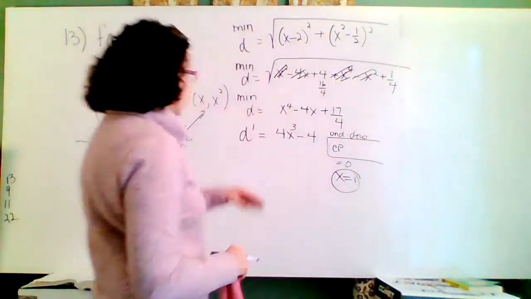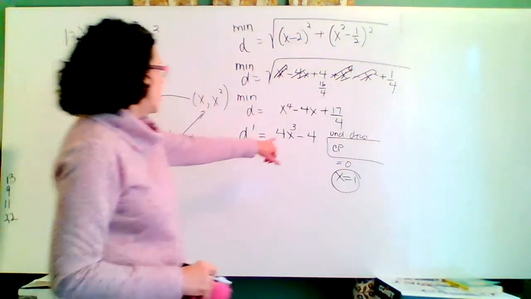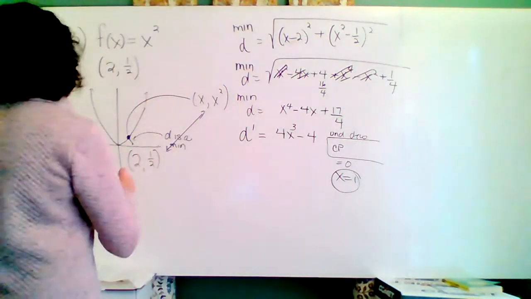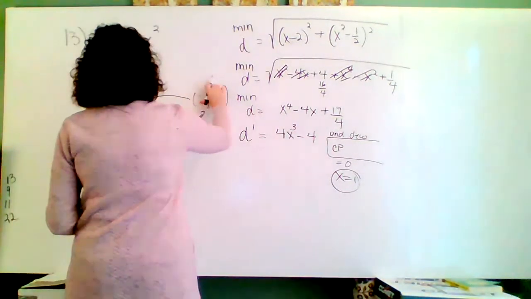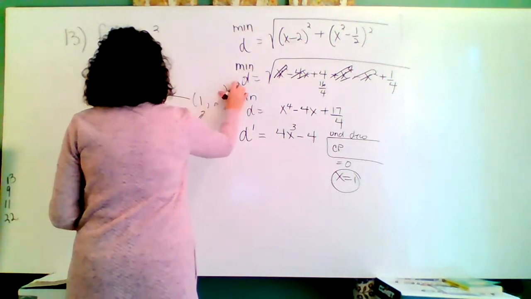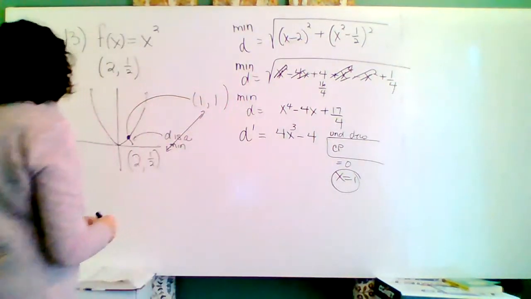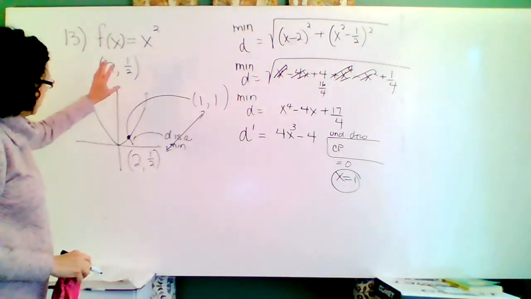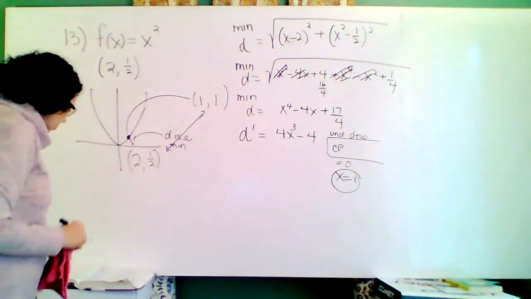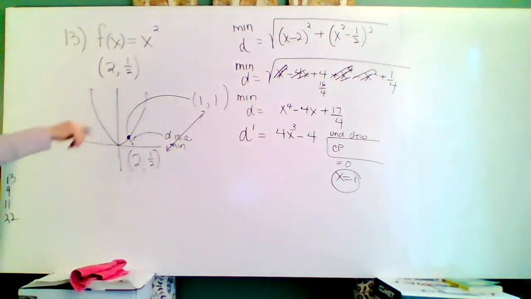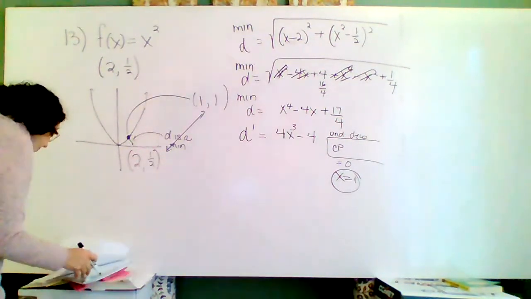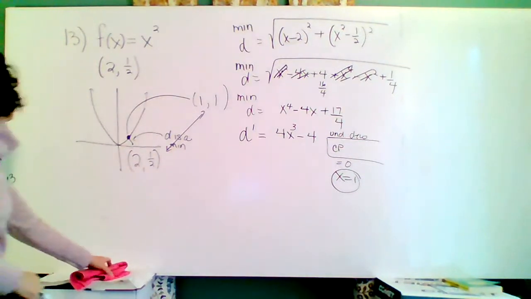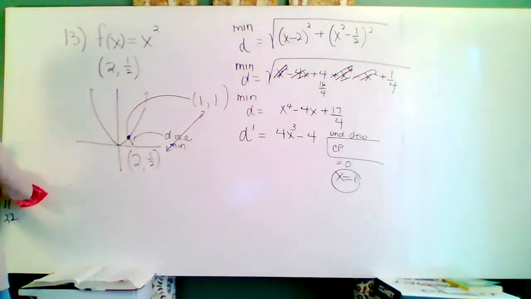There we go. So what does that mean when I get an x equals 1, right? You can see when I put a 1 in there, I get a 0 out. That means at this point on the graph, my x is 1 and my y is 1. So apparently that is the shortest distance on the parabola, y equals x squared to this point 2 1/2. Just to be safe, because I was just doing silly things over there, I am going to check, and it is good.